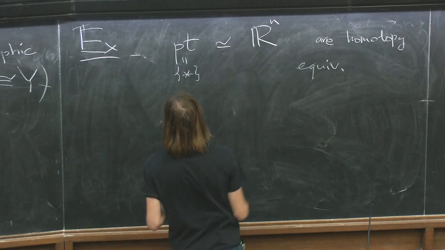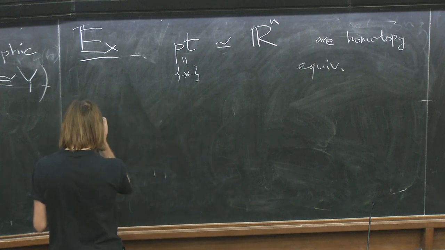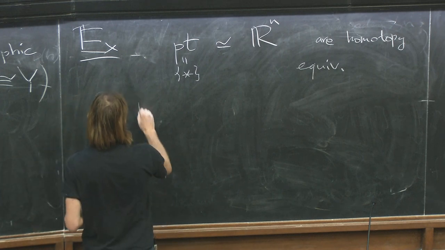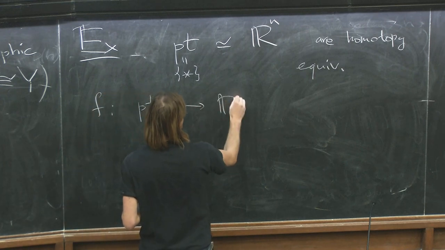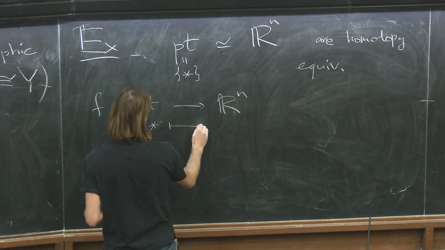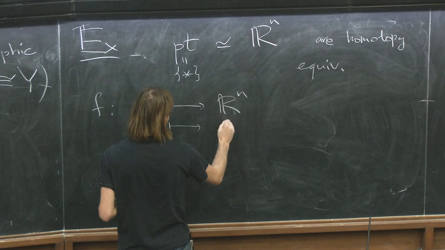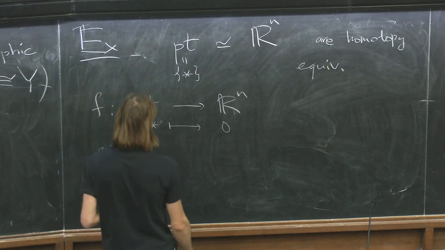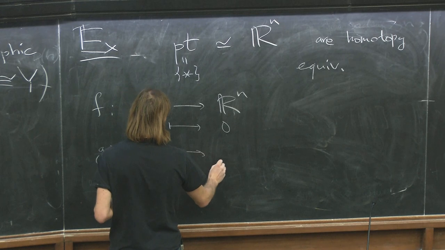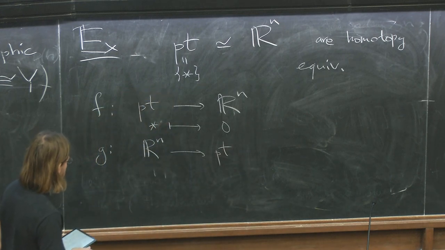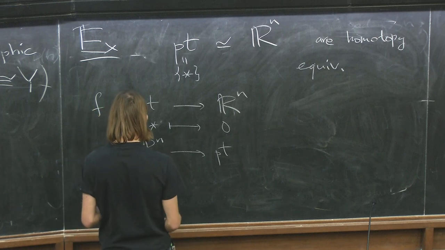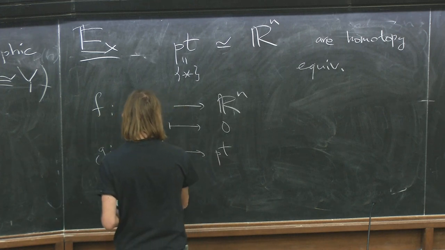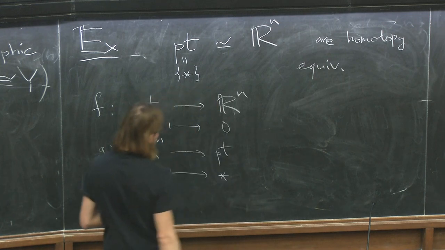How do we show this? Let's consider a map F from this point space to Rn. Suppose it sends this single point to the origin, for example. And let me take G, a map in the other direction, from Rn to this topological space PT with a single point. Since there is a single point, this map is unique. Any point here is mapped to this star.